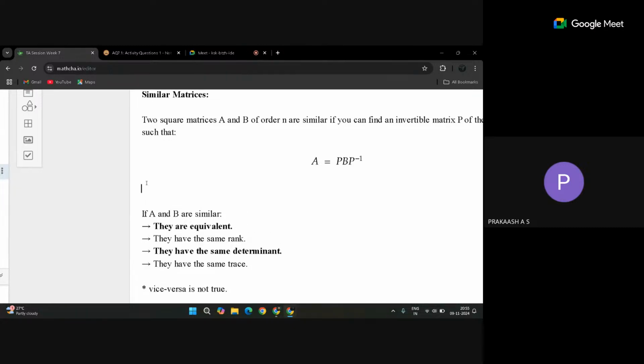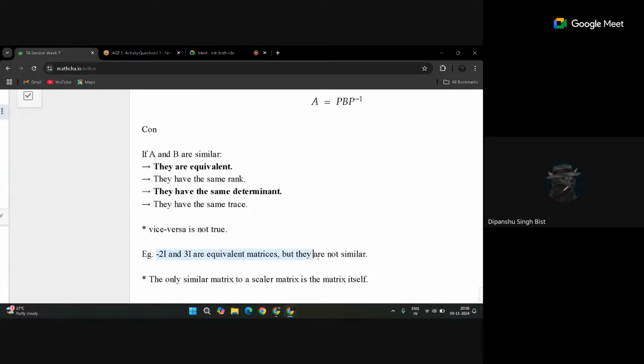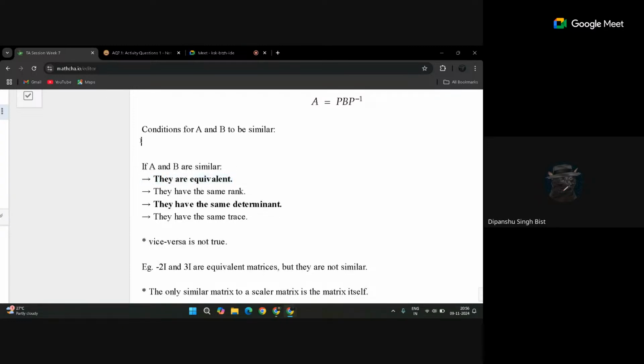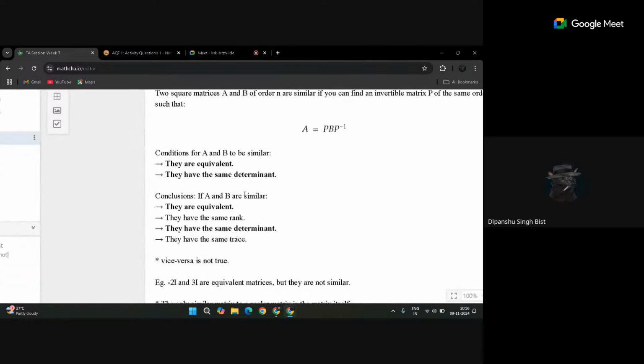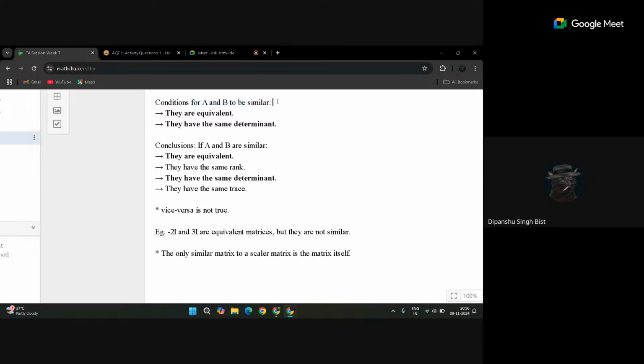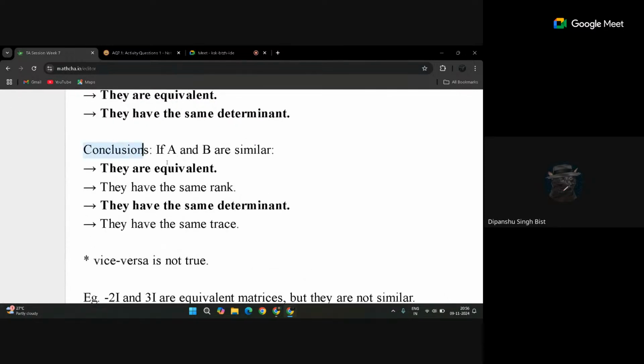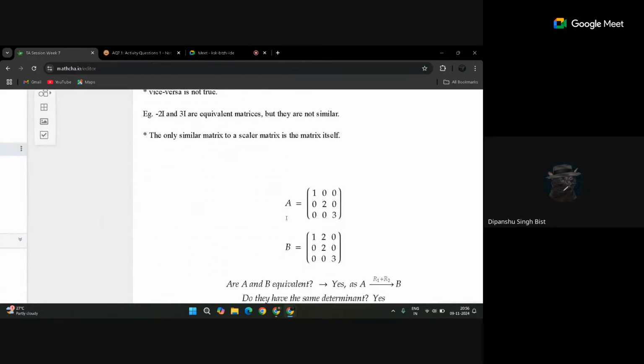For a counterexample only, we can take these results. If it is not satisfied, for example, you have this, which is not similar. Conditions for A and B to be similar: from here, you can maybe put these two points. This is the first, and this is the second. These are the conclusions, necessary conditions but not sufficient conditions. If both these conditions are true, then A and B are similar. And these are the conclusions you can derive if A and B are similar.